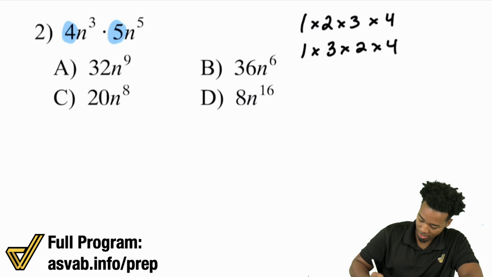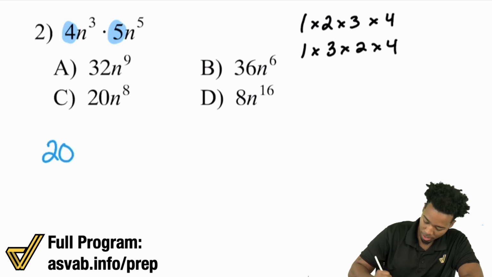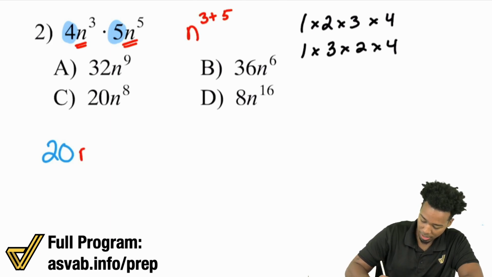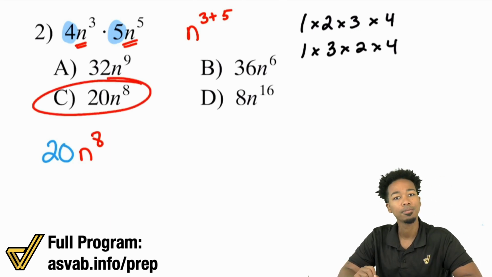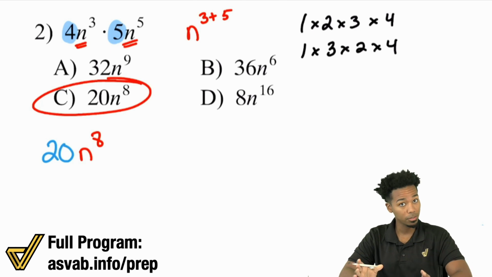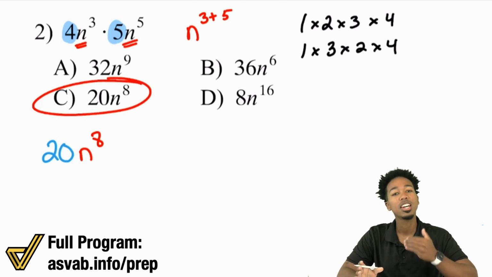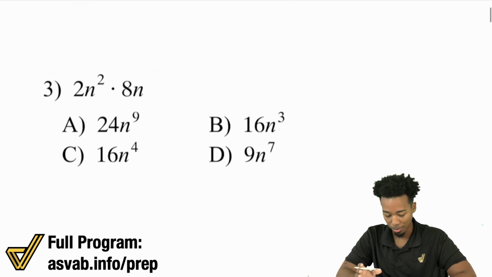4 times 5, that's going to give me 20. And then we have the n to the power of 3 multiplied by n to the power of 5. Again, we're going to add those exponents, giving us n to the power of 8. And that's it right there. So again, let me go through a couple more of these fundamentals, a couple more of these basics, and then we're going to dial it up here with some more difficult problems coming right up.